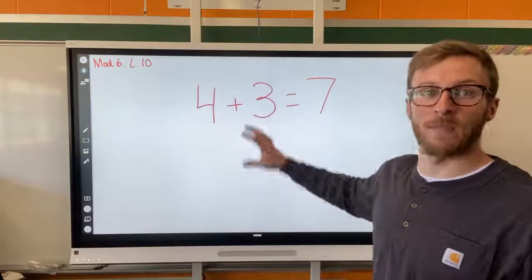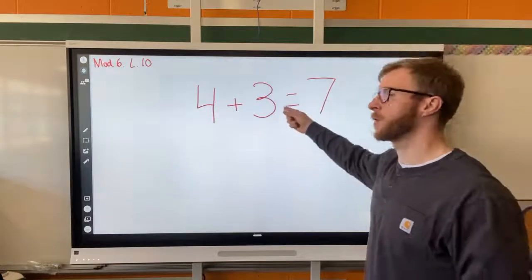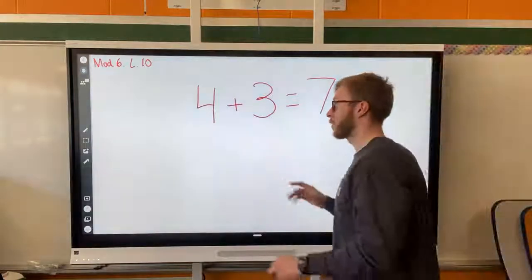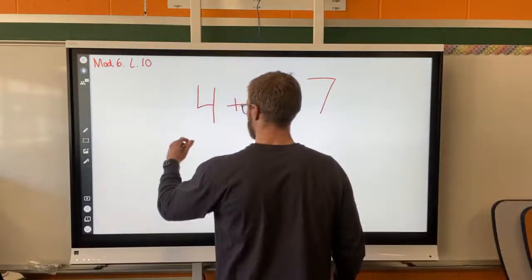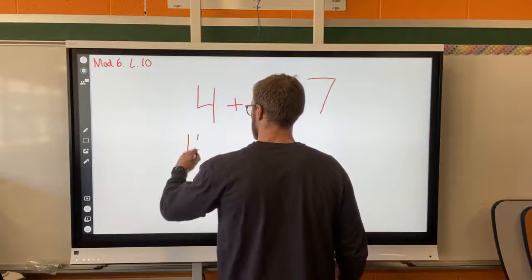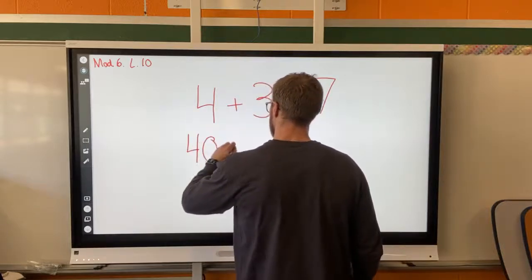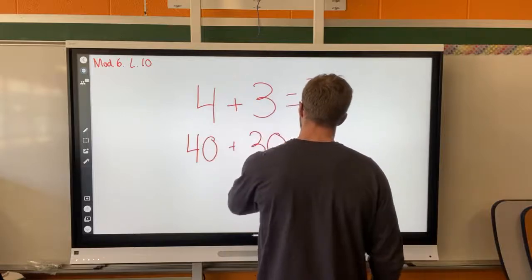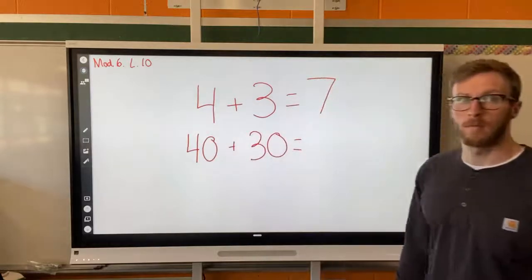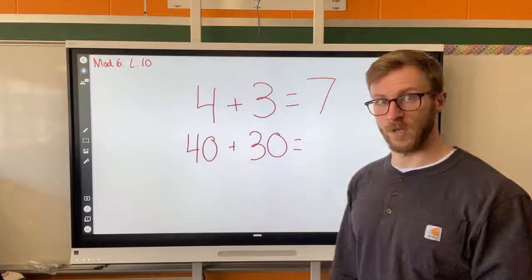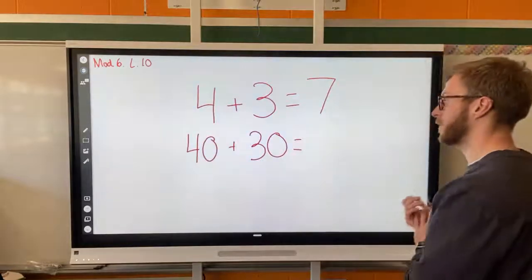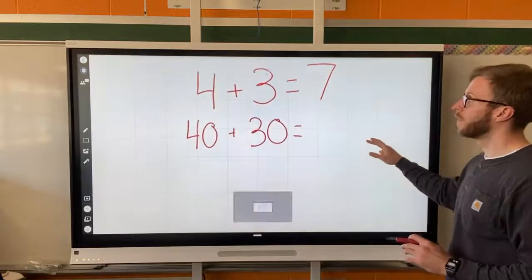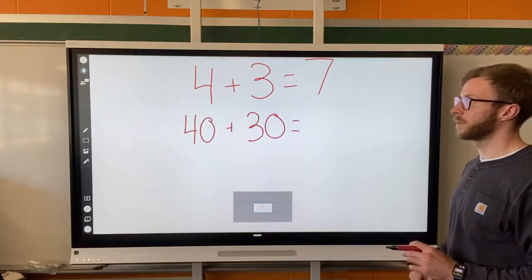Now I want you to look at this next problem. This is a simple one. We all know how to do this. We've been doing this type of problem since the beginning of the year. You guys are awesome at it. Now I want to look at this one. 40 plus 30. Okay? Sit and think about this for a second. 40 plus 30.